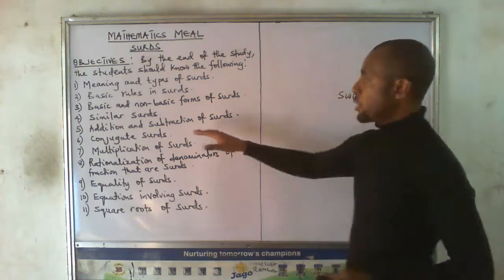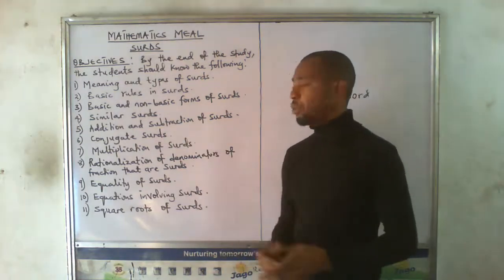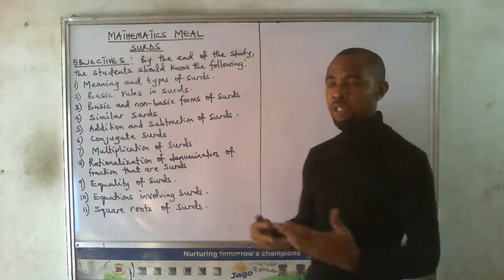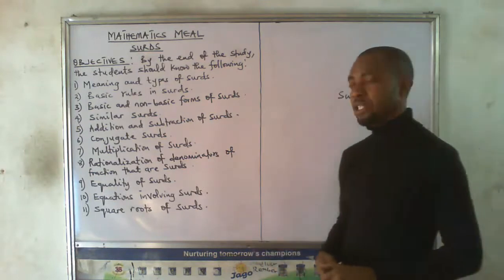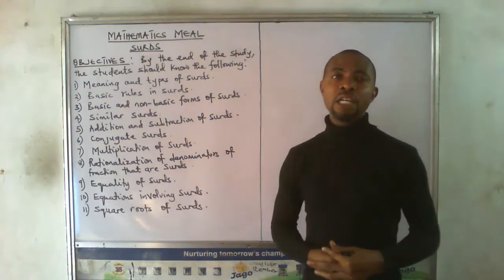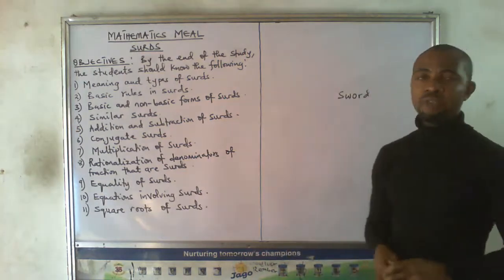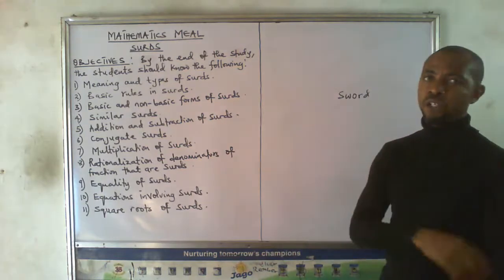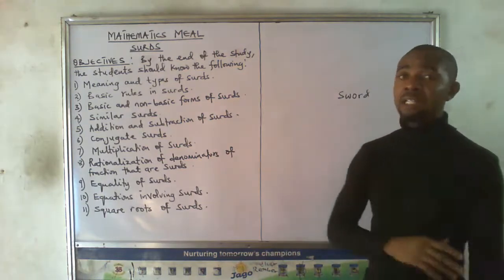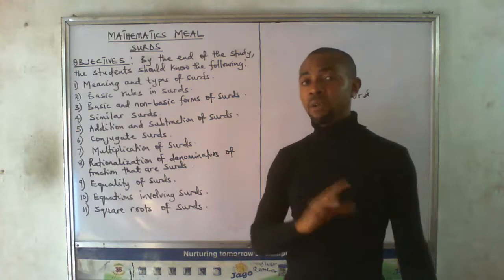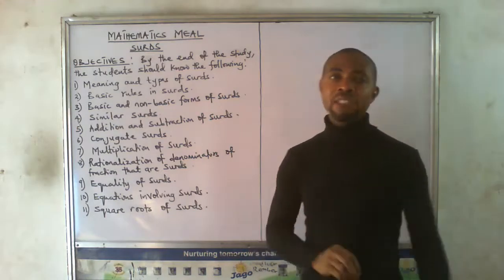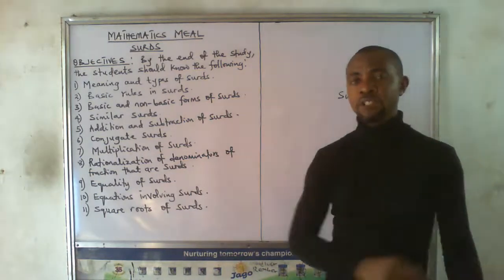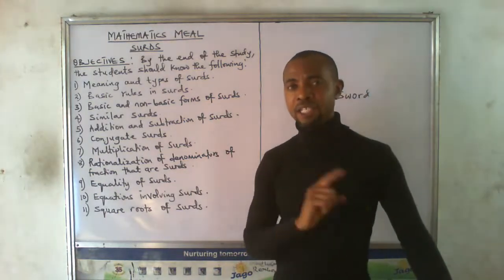Then we also consider similar surd, and then we'll see how we can add surd and also subtract surd. Then we move on to look at conjugate surd. We consider also multiplication of surd, and then we also look at rationalization of denominators of fractions that are surd. We also look at equality of surd, and then equations involving surd, and finally we consider square roots of surd. These 11 objectives are what we are going to cover as far as the study of surd is concerned.